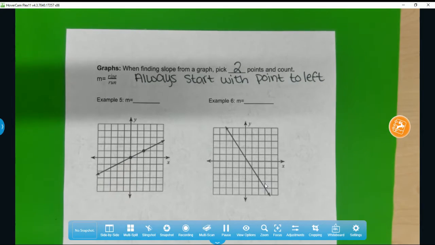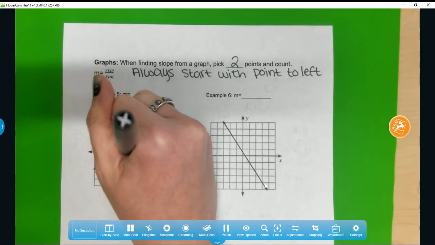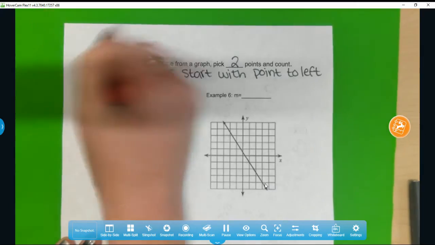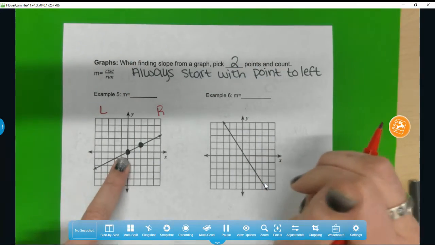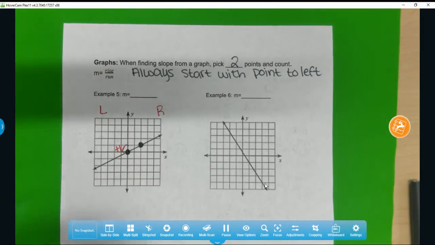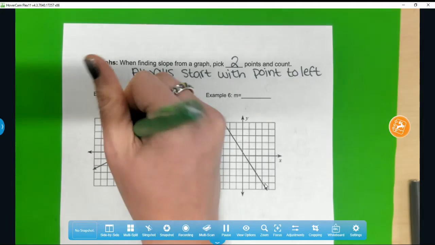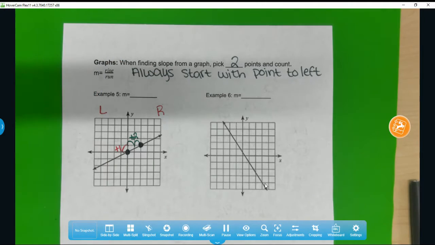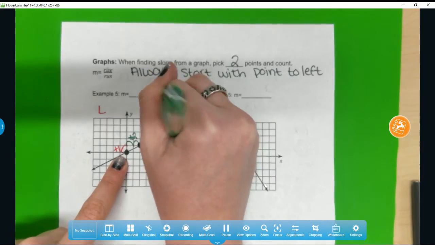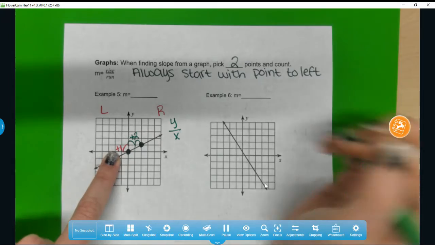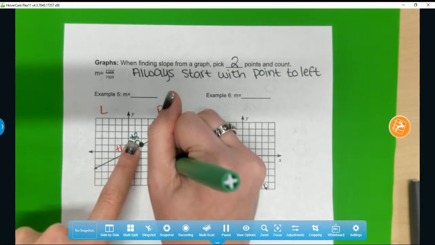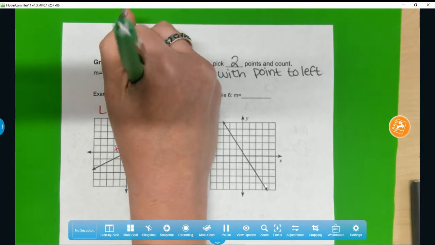Okay, so here they've picked 2 points for us. They've picked this one and they've picked this one. So since I'm starting, remember the left is here, the right is here. Since I'm starting with the one on the left, I'm going to go up 1, so that's plus 1. And then I'm going to the right 2, so that would be plus 2. Okay, remember it's y over x. So my y number, the direction on the y-axis was 1. The direction on the x was 2. So my slope is 1/2.